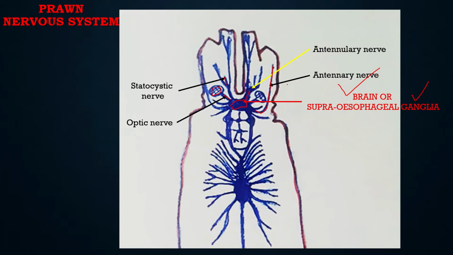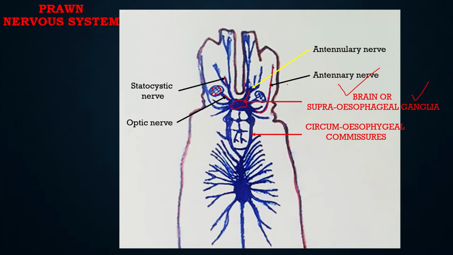So basically, five pairs of nerves arise from the brain: antennular nerves to the antennule, optic nerves to the compound eye, ophthalmic nerve to the muscles of the eye stalk, antennary nerve to the antenna, and tegmental nerve to the labrum. This was the first part of the nervous system of the prawn.